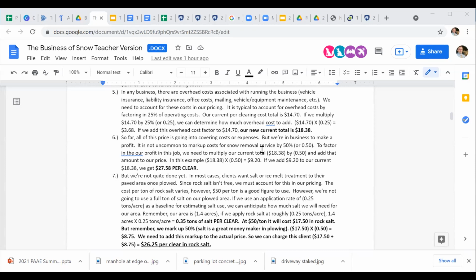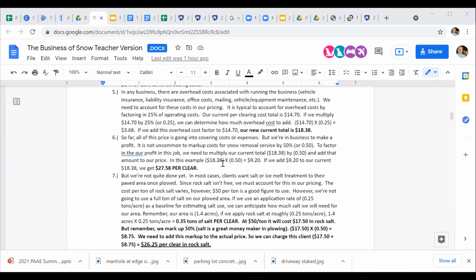And I said you should be shooting for 40 to 50%. Well, for planning purposes, you need to plan that. This is the name of the game in business. You don't just throw a price around willy-nilly and hope you're in that 40 to 50% profit margin. You need to plan for that. So you take your cost and add 50% of it in there as profit. We take our current total of $18.38, multiply by 0.5, and we get $9.20. Add that back in, and now our per clear price is $27.58 per clear.